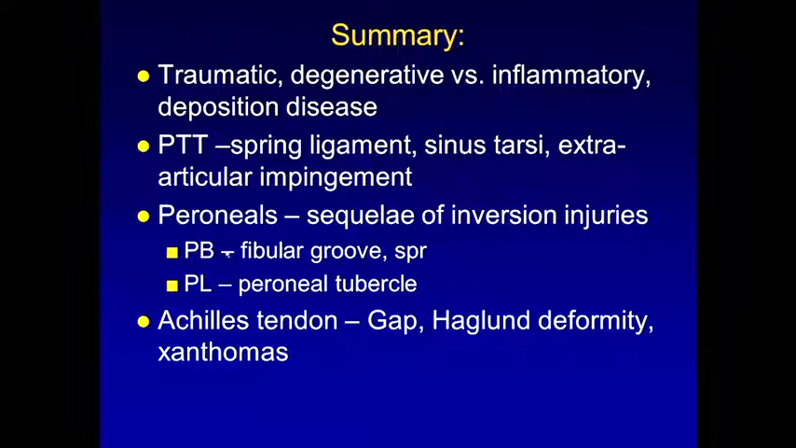For example, with the peroneus brevis, you want to make a statement about the fibular groove. If you see dislocation, you want to make a statement about the superior peroneal retinaculum. With the peroneus longus injury, very commonly you have hypertrophied peroneal tubercle. And with the Achilles tendon, look at the gap, measure the gap, look at the opposing tendon fibers, look at Haglund deformity with insertional tendinosis, and make sure you're not missing xanthomas.